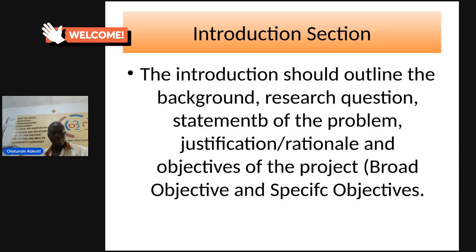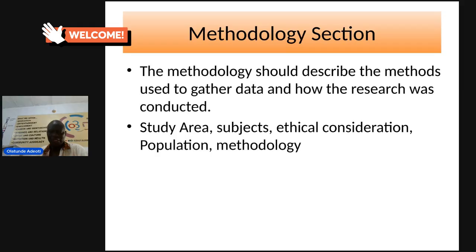So at least, no matter what you have designed your topic, you should be able to make sure that you have both a broad objective, which is the same thing as the aim, and then a minimum of four specific objectives. So okay, you need to do that.